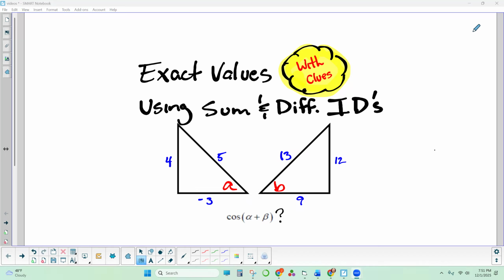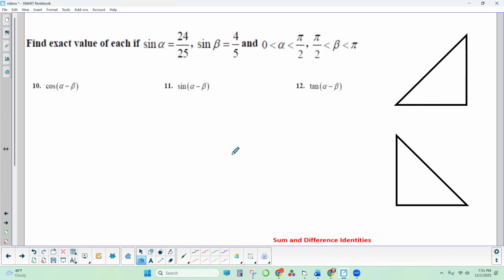Now this video is going to be a little bit different than the prior video I made with sum and difference identities. On this one, we're using sum and difference IDs to evaluate exact trig values when angles are not given directly. So what we have here is we're not given angles, but we're given a trig value and a quadrant. So we're given these clues.